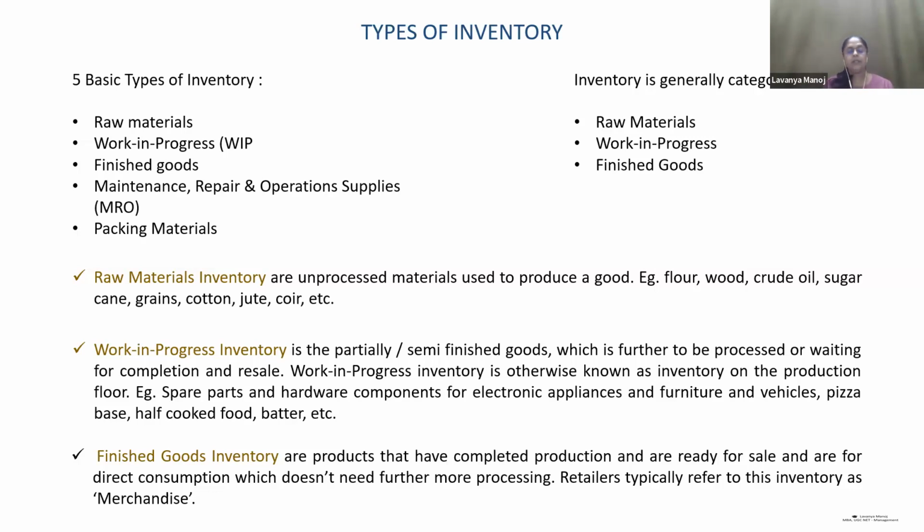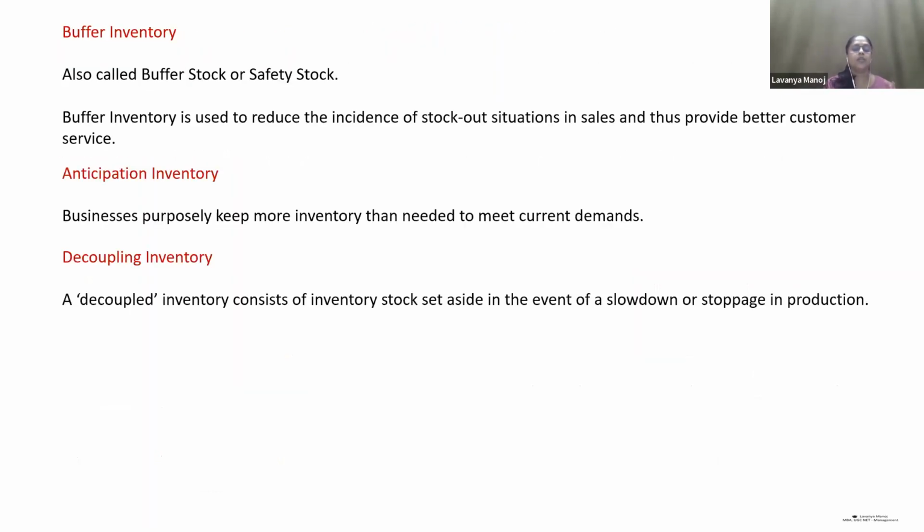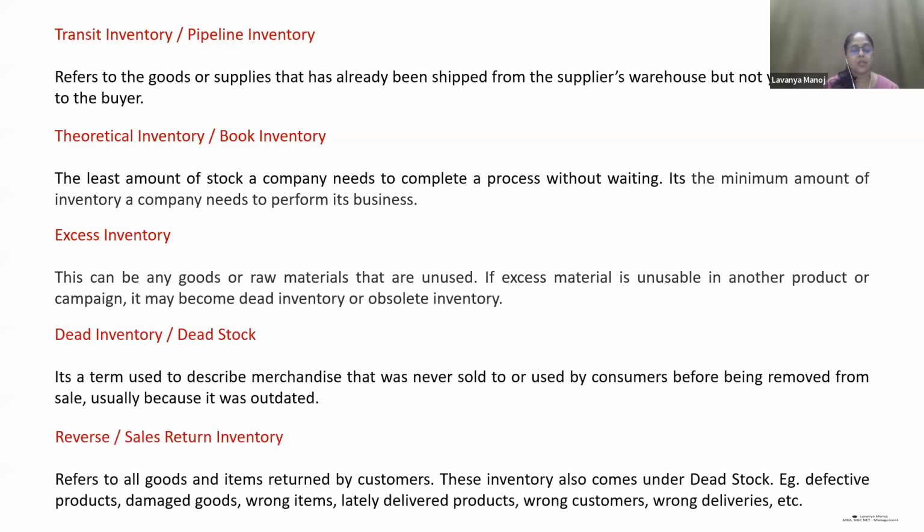So to brush up, these are the basic 5 types of inventory: raw materials, work in progress or work in process, finished goods, MRO supplies, and packing materials. These 5 types are applicable for both production units as well as warehouse units. Whereas buffer inventory, anticipation, decoupling, cycling, service, transit, theoretical, excess, dead stock, dead inventory, and reverse inventory, or reverse logistics when it is logistics, you can mostly find only in the factory, that is, in the production flow.